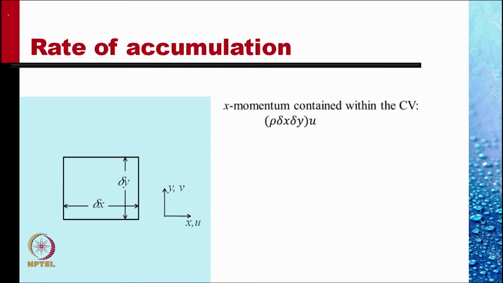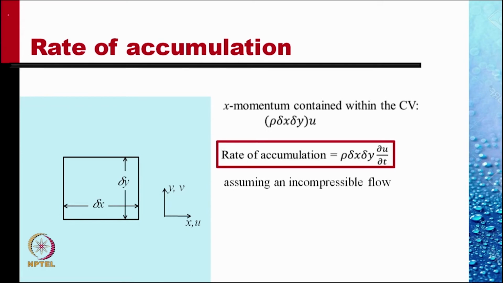Now the x momentum contained within the control volume is delta x delta y, the volume, times rho, the mass per unit volume, times the x component of velocity u. So rho delta x delta y u is the x momentum contained within the control volume. The rate of accumulation is obtained by taking the partial derivative with respect to t, and this gives you rho delta x delta y into del u by del t, assuming an incompressible flow.